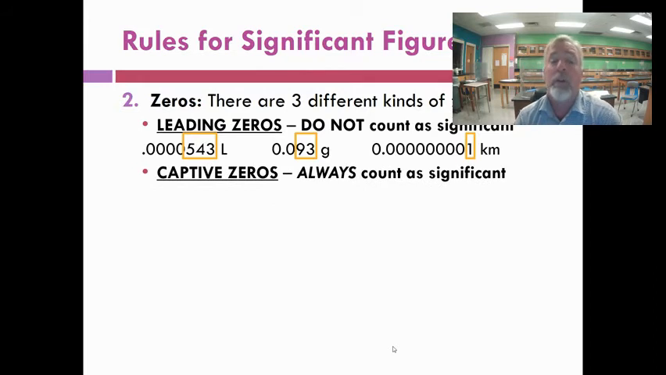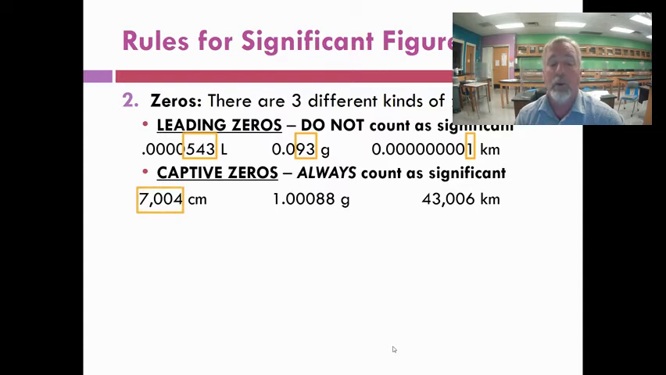Our second group of zeros is also pretty easy in that they always follow the same rule. Here we're talking about captive zeros. What's a captive zero? These are zeros that are in between some non-zero numbers. Here's some good examples. 7004, those zeros are captive. They're in between a 7 and a 4. They will always be significant. So that 7,004 centimeters has 4 significant figures.